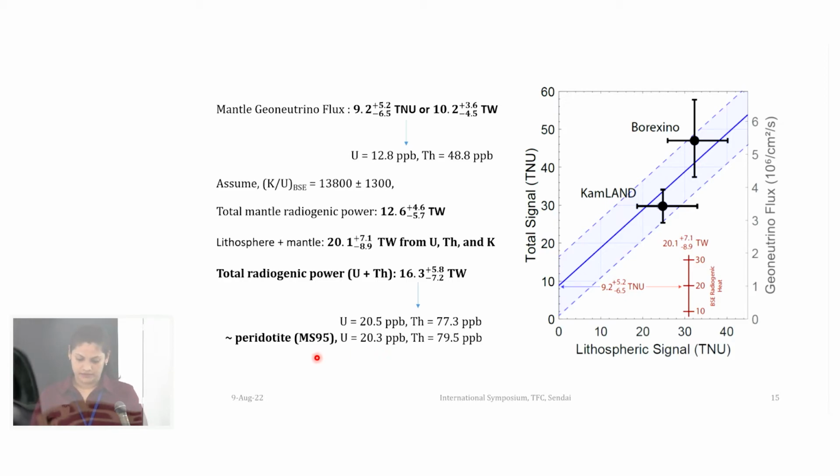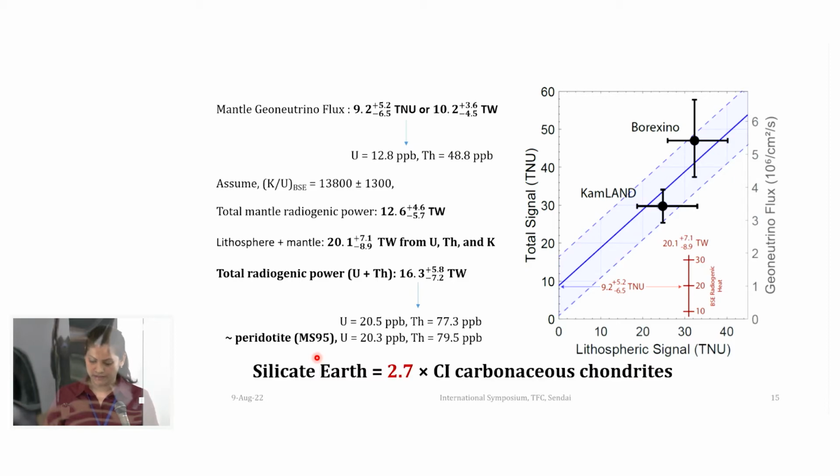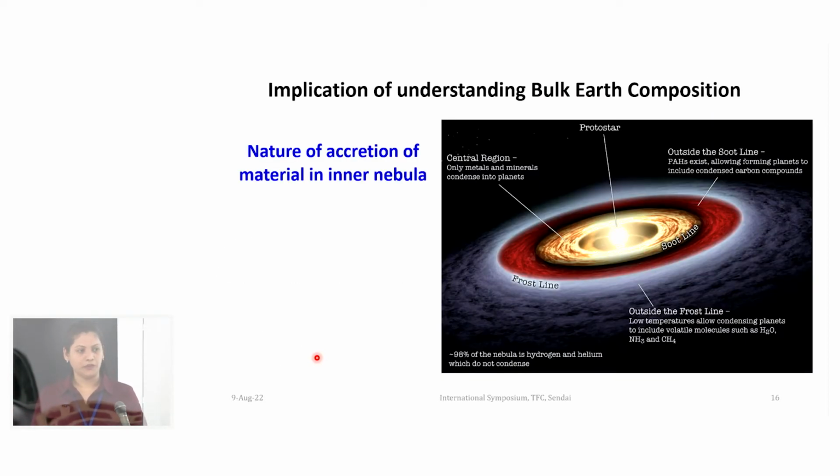So this, when it is compared with the previous studies, is similar to what is being proposed by McDonough and Sun for the peridotites. And when it is compared with the CI carbonaceous chondrites, then it tells you that the silicate Earth is about 2.7 times that of CI chondrites. So now we are getting from the geoneutrino flux towards getting a compositional model for the Earth.